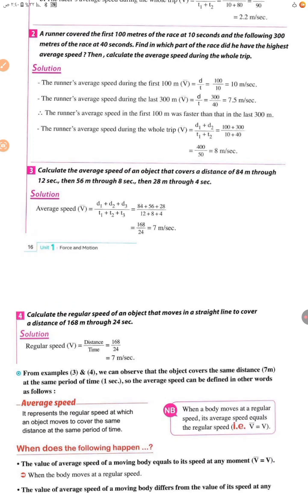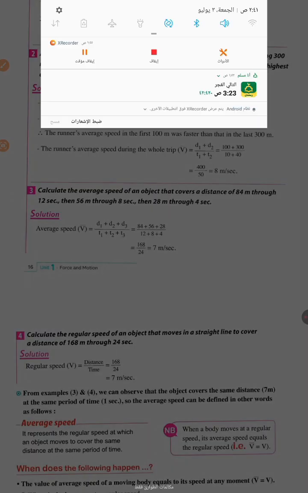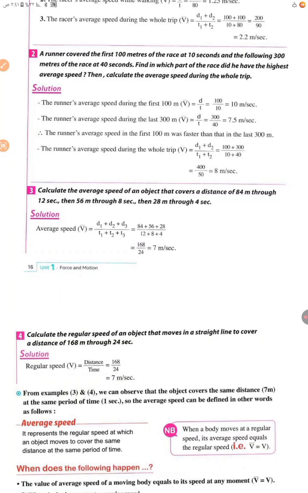The runner's average speed during the whole trip: velocity v equals first distance plus the second distance over t1 plus t2, equals 100 plus 300 over 10 plus 40, equals 400 over 50 equals 8 meter per second.